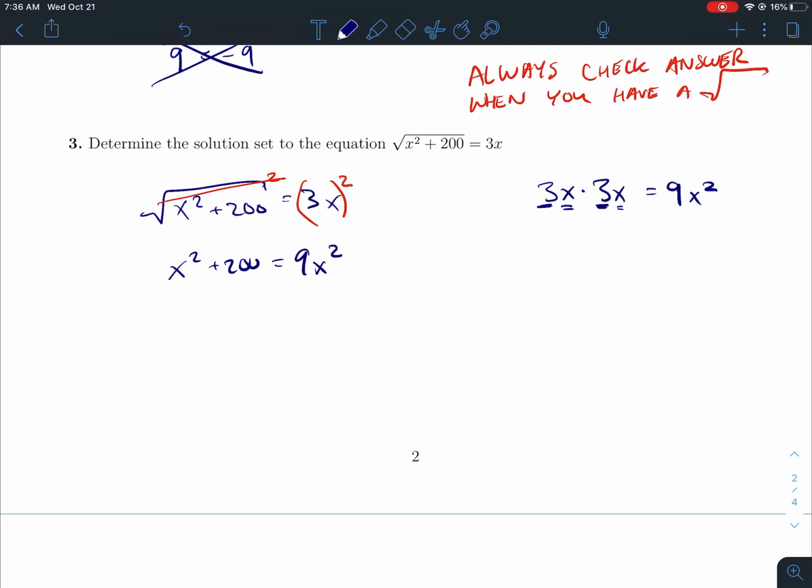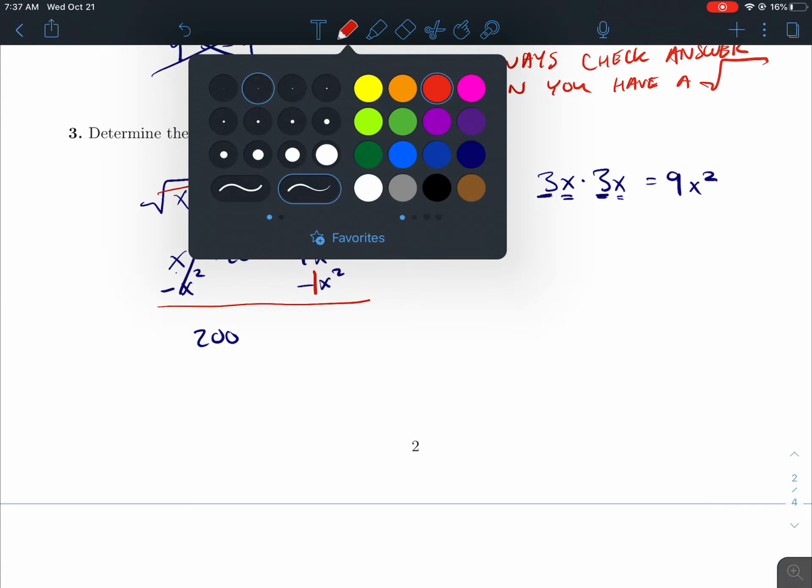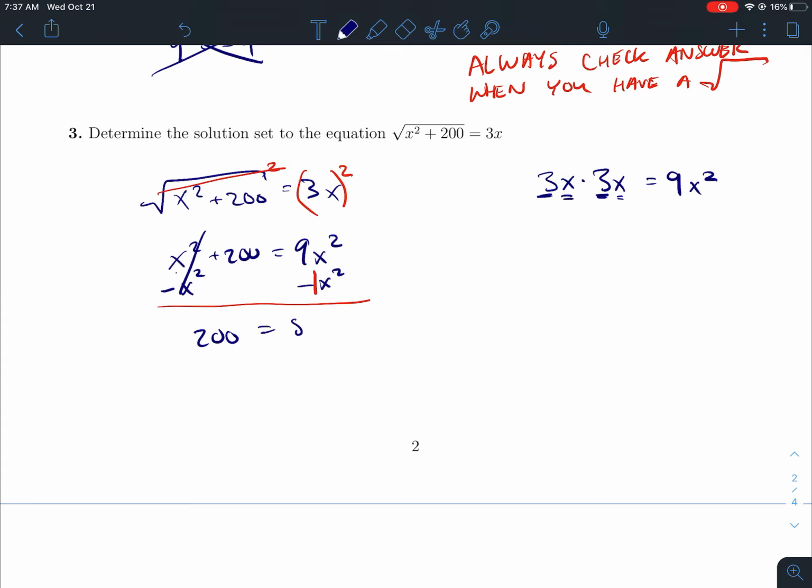Now we need to solve for x. But we've got x squareds on both sides. So we need to have x squared on only one side so we can isolate it. So I'm going to minus the x squared here. That gives us 200. Now these are like terms, so we're going to be able to combine them. We have 9x squared, and we're subtracting just x squared, which is the same as 1x squared. So 9x squared minus 1x squared gives us 8x squared.